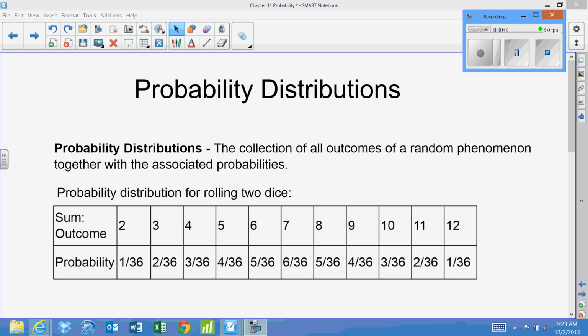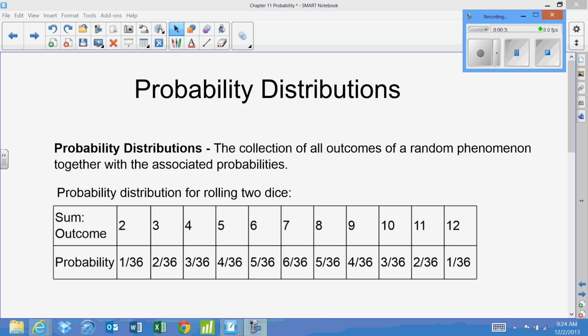Probability distributions tell us the collection of all outcomes of a phenomenon together with the probabilities. So if I'm looking at the probability when I roll 2 dice, I know that I cannot roll a 1, but I could roll a 2 all the way up to a 12. A 2 would be a 1 and a 1, a 12 would be a 6 and a 6, and anything in between. My probability distribution would be every single possible outcome as well as each of those probabilities.